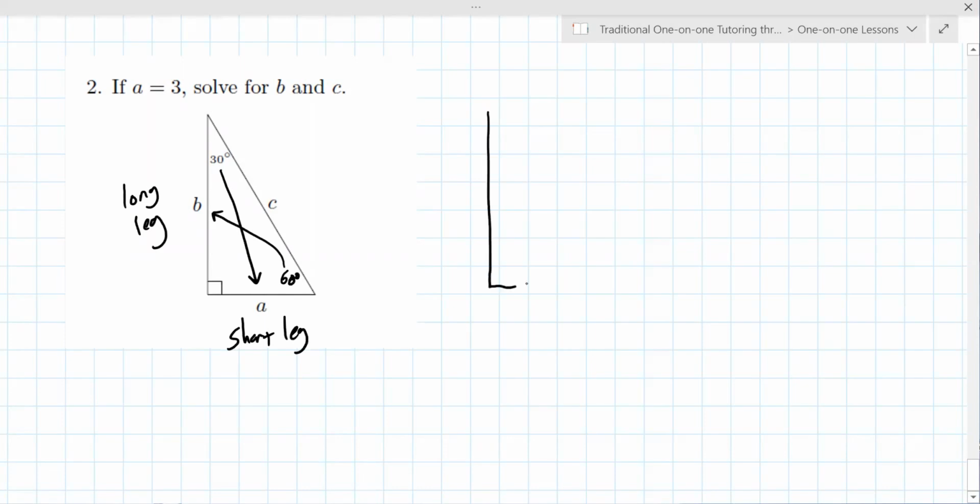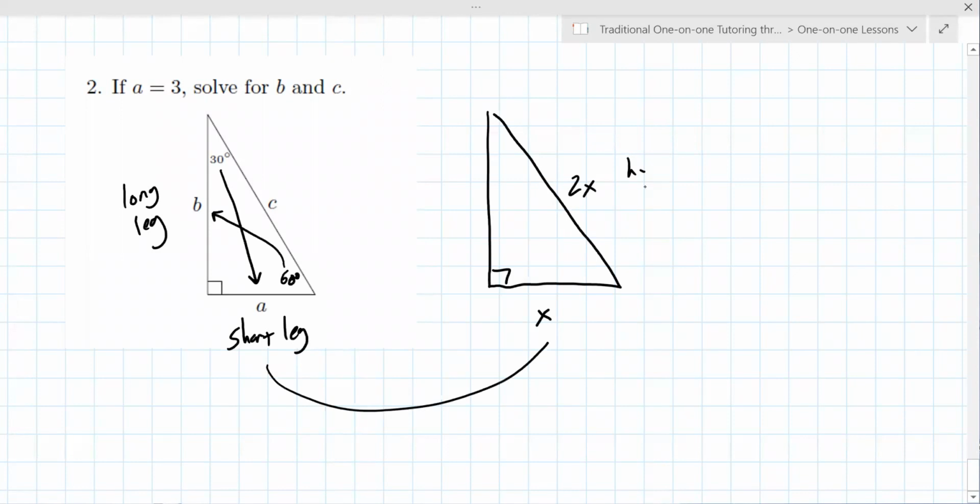The reference triangle: the short leg is always X. And this is where you double X to get the hypotenuse. And the long leg is X root 3. And again, sometimes the words are easier. You take the short leg and you double it to get the hypotenuse. You take the short leg and multiply by the square root of 3 to get the long leg.